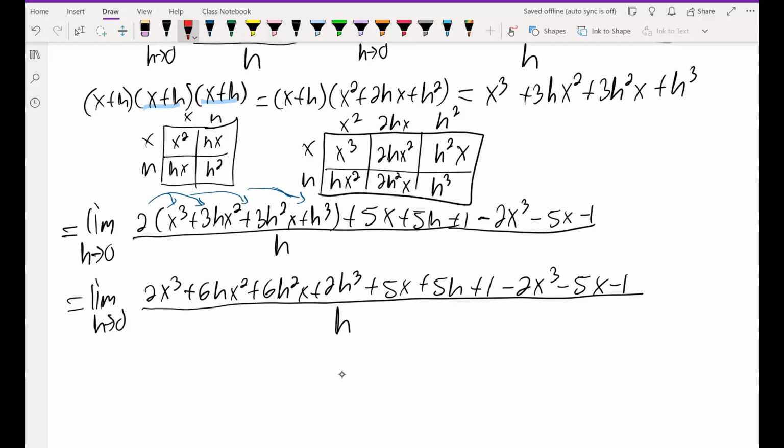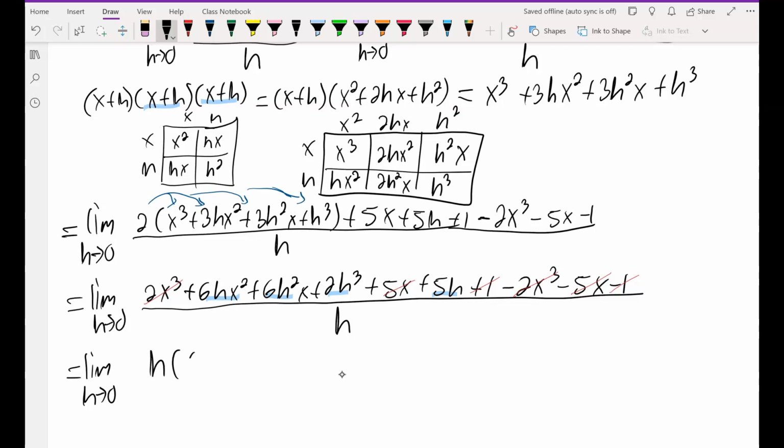So we notice that the 2x cubes will get canceled out to a 0. And then the 5x's cancel out, and then the 1 cancels out. So you should have only things with h's on it. So what we could do is from each one of those terms with h's on it, the ones I'm highlighting in blue right now, all of those we could factor out an h.